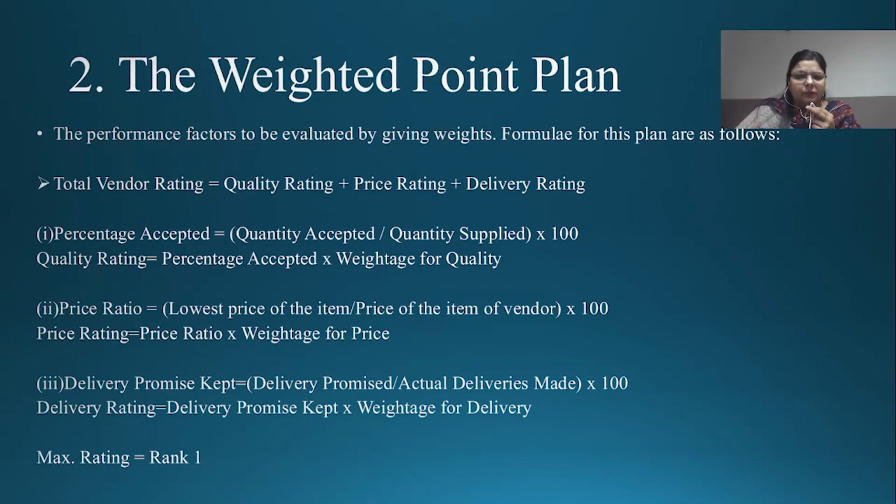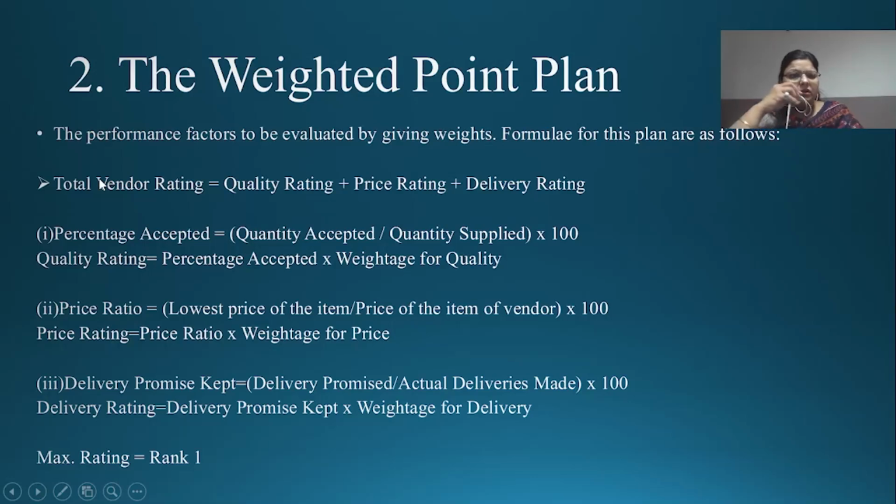This is the weighted point plan, in which we can easily calculate the vendor rating, and through the vendor rating we can select which vendor is best and suitable for us. The performance factors are evaluated by giving weights. The formula for this plan is as follows. Total vendor rating is equal to the quality rating plus price rating plus delivery rating. On the basis of quality, how much rating you have given, what is the price rating, how much price he is charging you, and the delivery rating. Is the delivery effective or not?